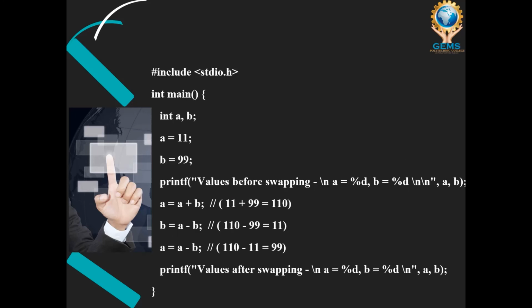So this is the source code of the C program, swapping numbers without using a third variable. Here I used include, that is the header file. The main function is started here, int a and b, with a having the value 11 and b having the value 99. So in the beginning I assign a equal to 11 and b equal to 99. Now see how the basic concept of swapping, exchanging the value, works here.